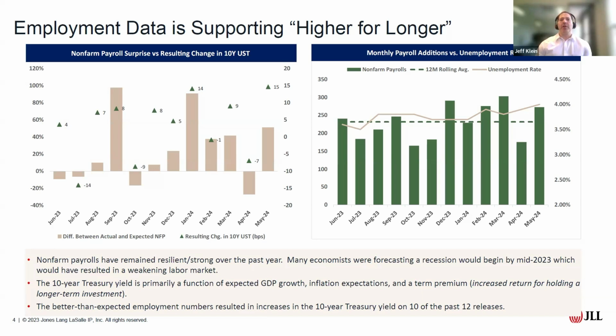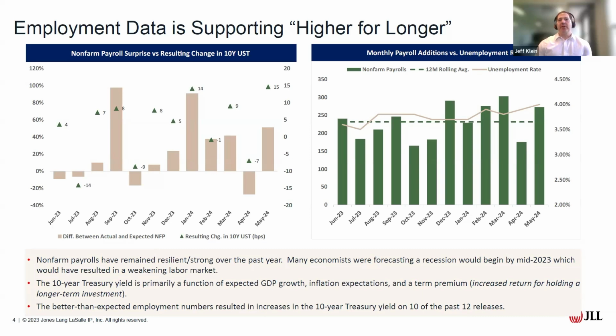If it's a bar below the line, it means that it was a miss, that the estimate from economists was for a certain number of jobs being added. We'll use my 200,000 example again, and let's say it comes in at 180 or 160. That would be a miss to the downside.